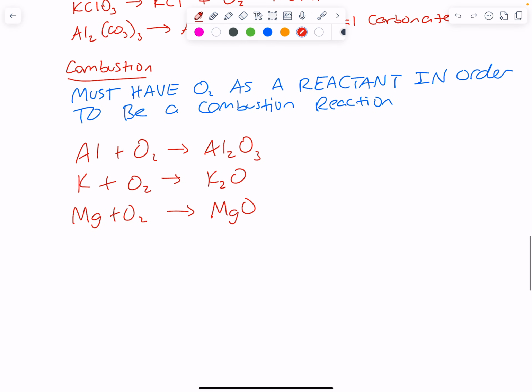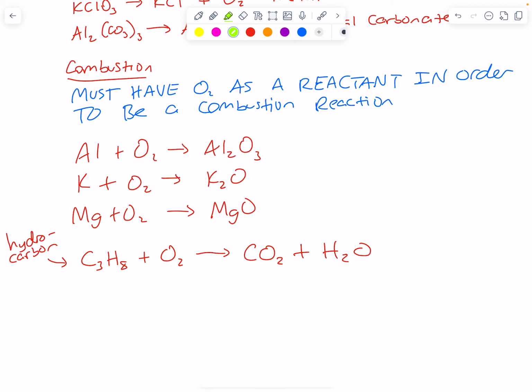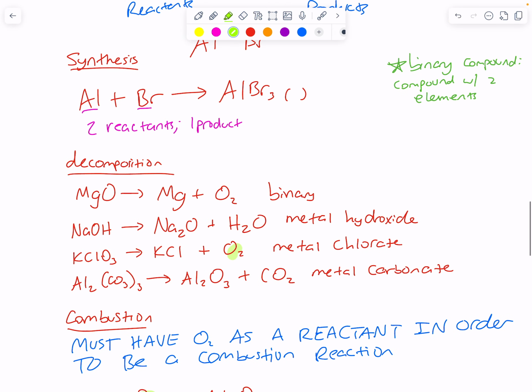Another type of combustion is whenever I have a hydrocarbon, which is a compound with hydrogen and carbon, reacted with oxygen. However, the products are different. You don't combine these together. The products are always CO2 and H2O. This is another type of combustion. Again, oxygen is a reactant. Without oxygen as a reactant, this cannot be combustion.